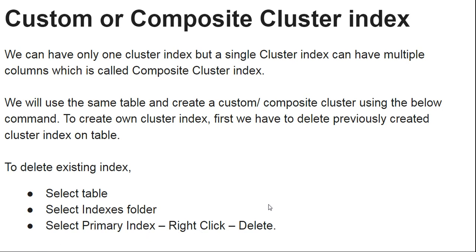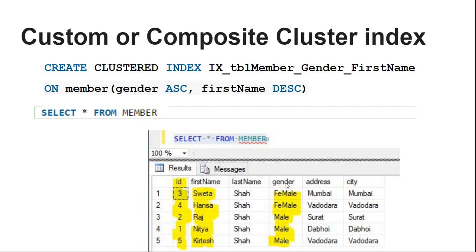So if you're using SQL Server, then in the hierarchy on the left, you need to select the particular table, and under that hierarchy, you need to find the index folder, and under that, you need to find this primary key index. You can delete it. Once you delete it, you can create this custom and composite clustered index. So create clustered index, the name you need to specify here, on member. This is the table name. So these are the columns, gender and first name.